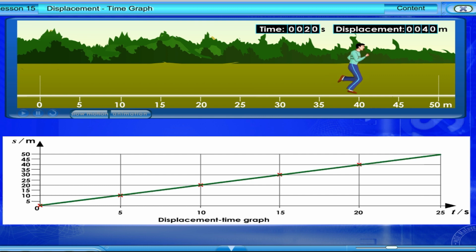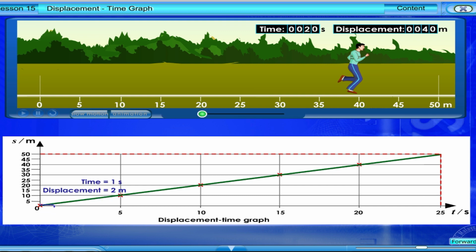This is the man's displacement time graph. Find out when the man will reach the end of the track from this graph. Draw dotted lines from the 50 meters on the y-axis to the graph and then from the graph to the x-axis. It takes 25 seconds for the man to reach the end of the track.